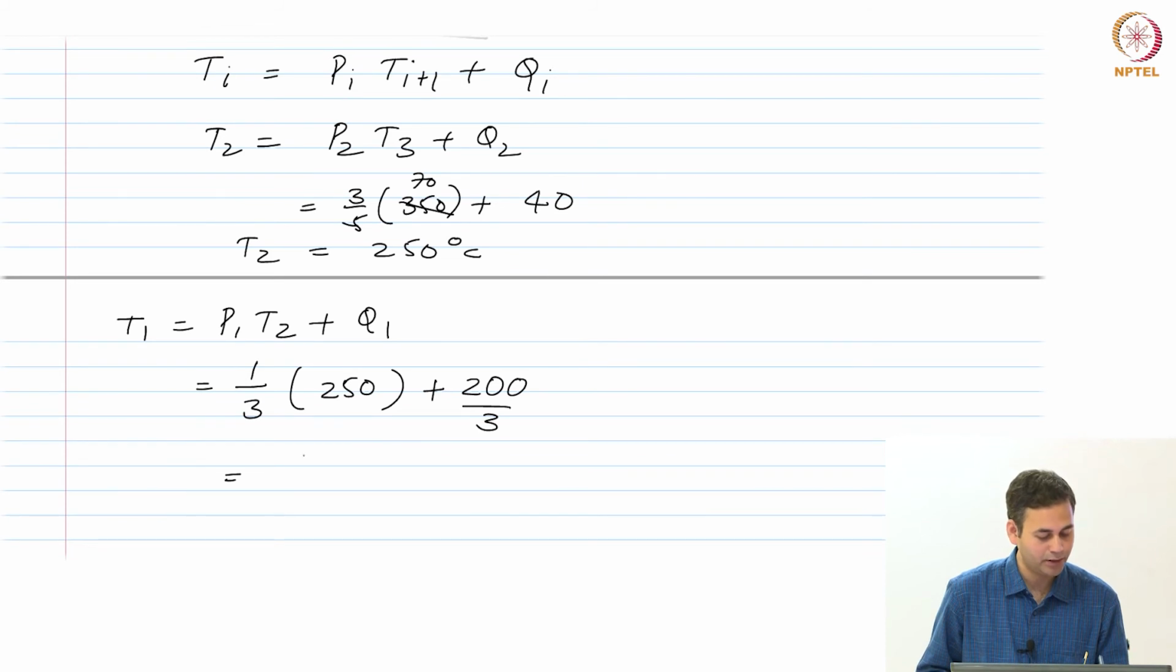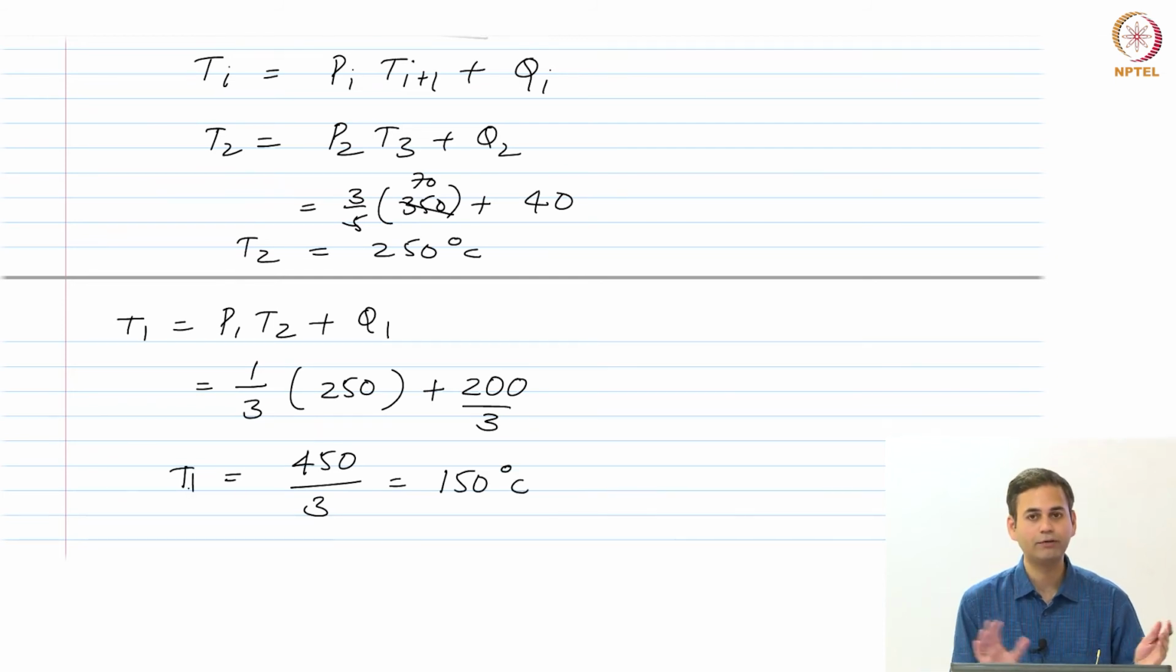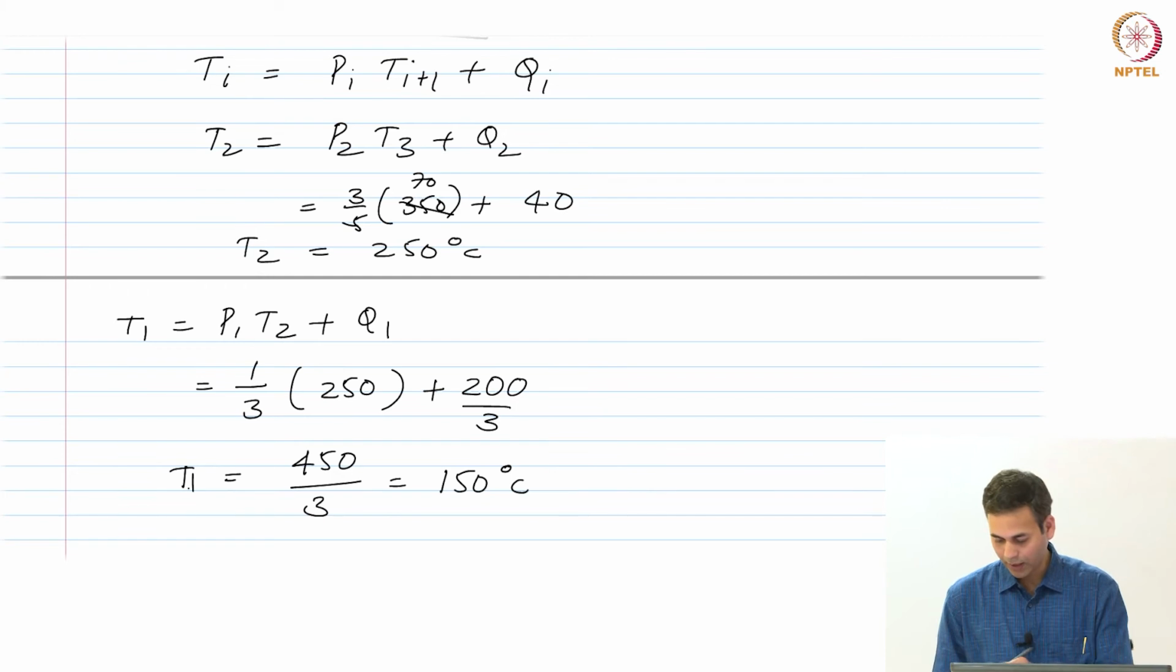So, we have 450 by 3, this is 150 degrees Celsius, okay, that is T1. So, essentially we have 100 and 400 as boundary conditions, we got 150, 250 and 350, right, from our TDMA. That is just like one go, okay. Now, is this correct?